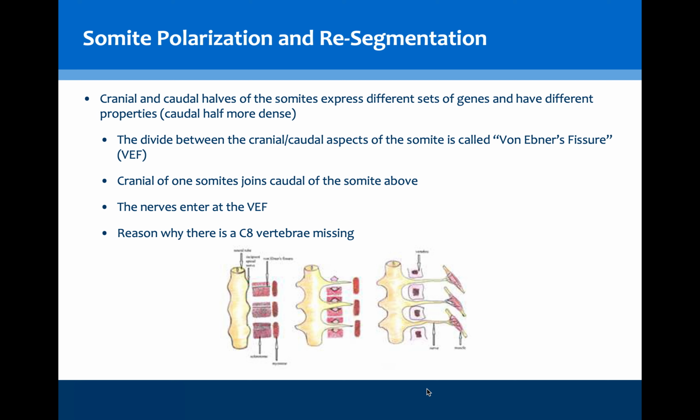So the way to think about it is that the top half of the C8 joins the bottom half of the C7, and the bottom half of the C8 joins the top half of the T1. And then clinically we see that in the difference between the cervical and thoracic vertebra. Okay, and that is why there's no C8 vertebra, and that is why, for C7 and above, all the nerve roots come out above the vertebra, and then from T1 onwards, they come out below the vertebra.